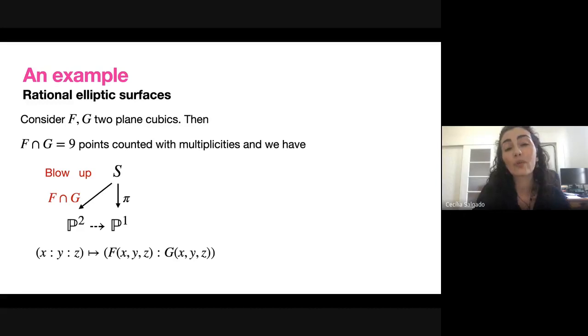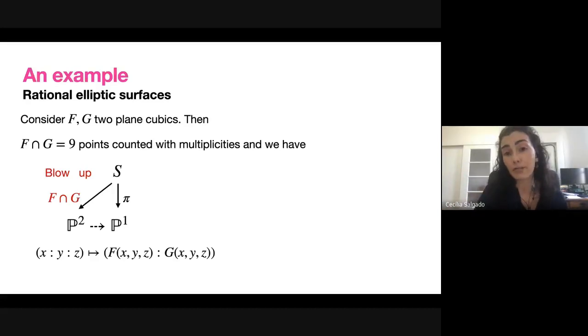This gives you a map from the plane to the line that takes a point in P2 to F of that point and G of that point, right? So I have this map. And clearly, this map is not defined at the points where F and G meet, these 9 points. So what do we do to get a real morphism, something that is defined at all points? I blow up these 9 points, and I blow up multiplicities, really meaning that if a point is multiple, I will blow up the point and whatever lies above it in the direction in which they meet.